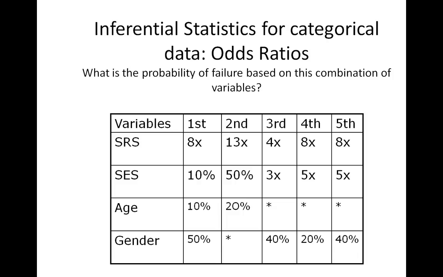In 1st and 2nd, being low income did not increase the risk of failure by much. But notice in 3rd, 4th, and 5th how the risk of reading failure increased exponentially, really, for low-income kids in the presence of these other variables.